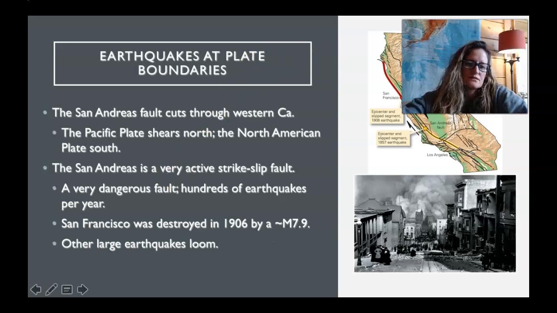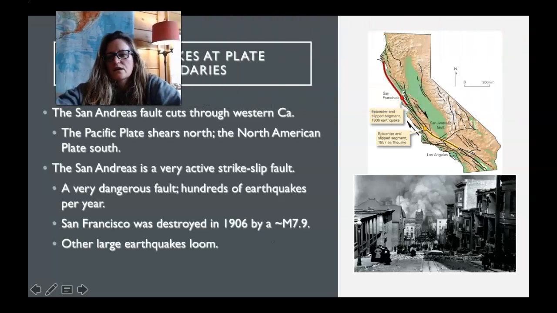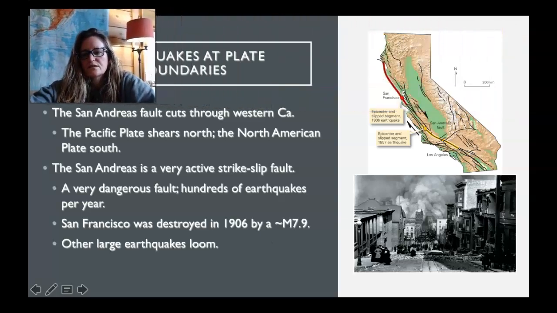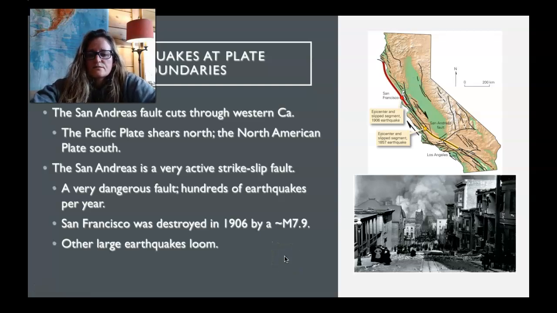San Andreas. I mentioned earlier the 1906 earthquake in California in San Francisco. During that event, here's San Francisco, the city of San Francisco almost completely burned to the ground because of fires in the buildings. The San Andreas Fault separates the Pacific Plate from the North American Plate.